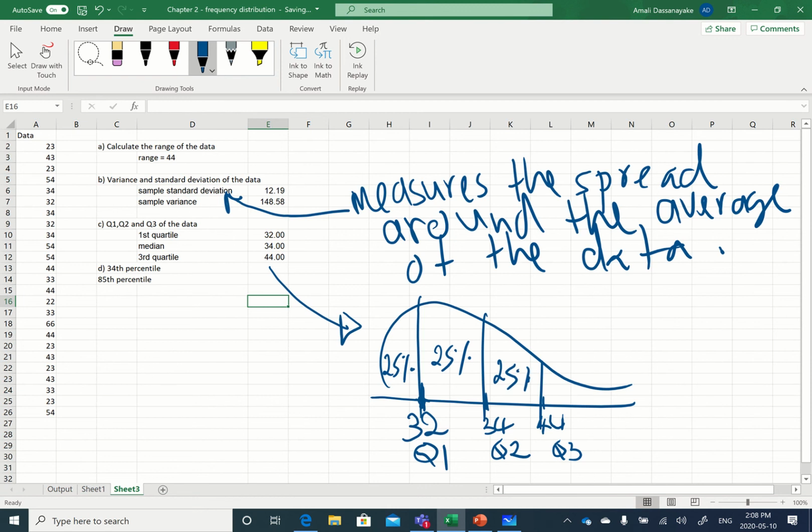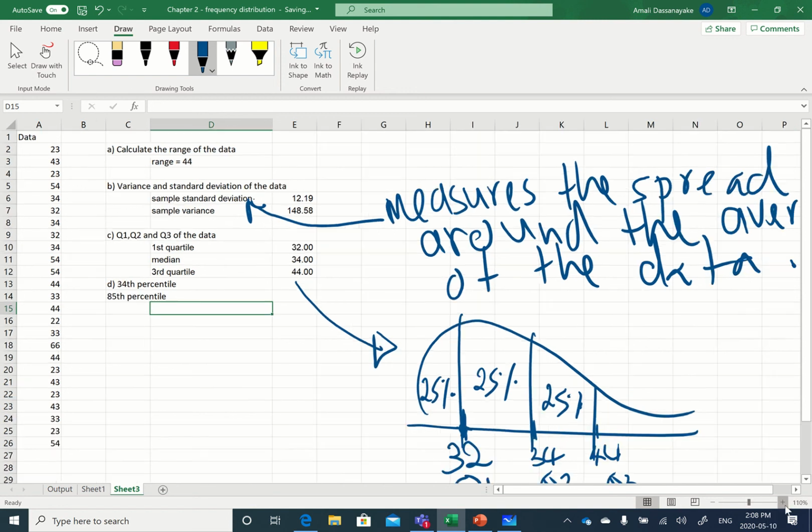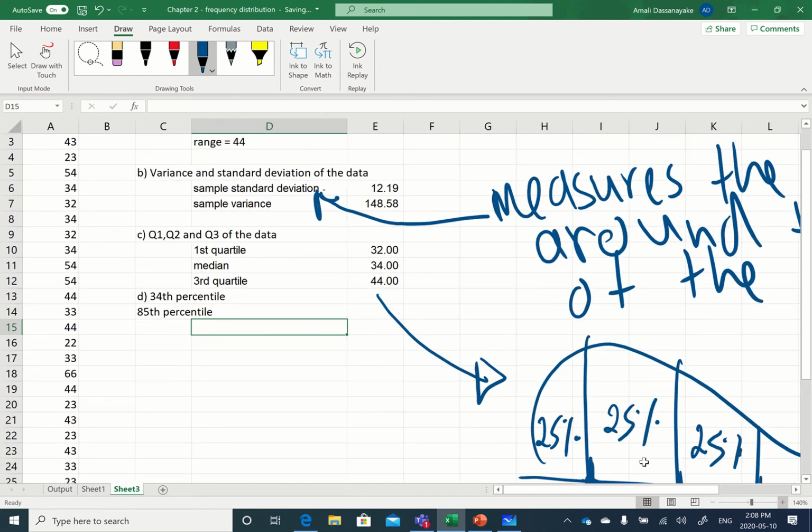Okay, and then the percentiles. Percentiles cannot be done through MegaStat. So we have to use an Excel function called percentile. It's very easy to remember. The function name is just percentile. So we are going to use an Excel function called percentile.